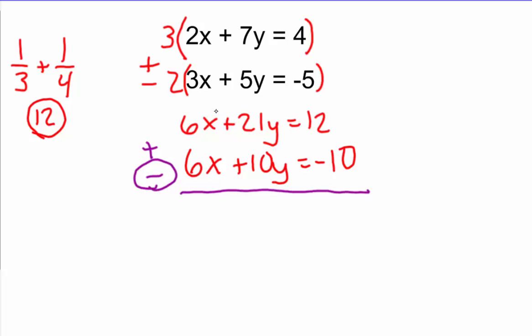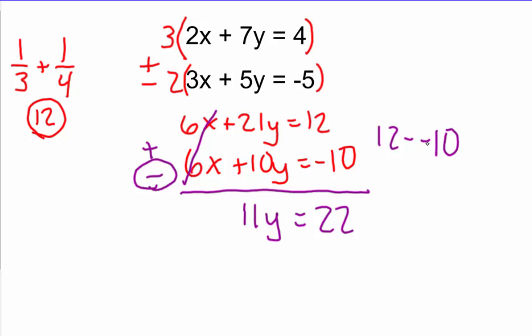So we'll subtract everything. We have 6x minus 6x eliminates. 21 minus 10 gives us 11y. And 12 minus negative 10 gives us 22. The negatives can be a little bit tricky, so sometimes it's helpful to write it out to the side. We have 12 minus negative 10. Minus a negative changes to a positive, right? So 12 plus 10 is 22. That's where I got that from. And now we just divide by 11, and we get y is equal to 2.